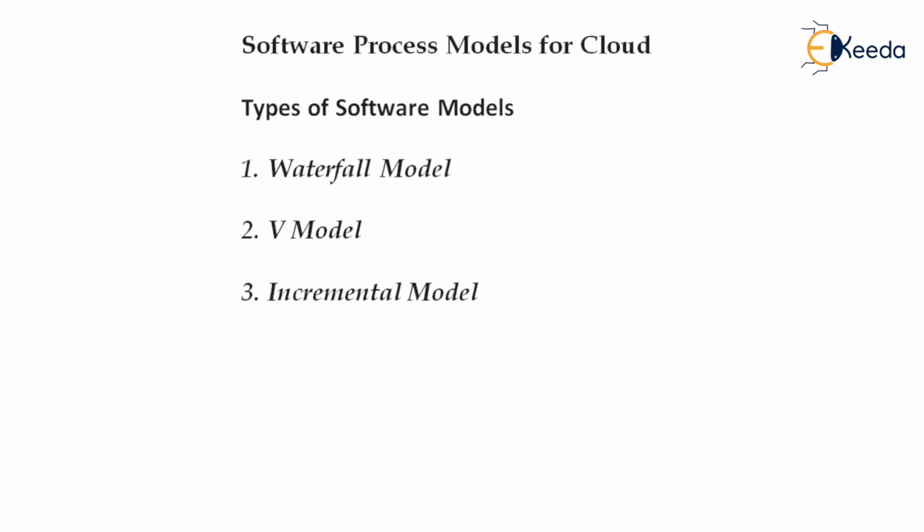Let's talk about the V model. The V-shaped model means verification and validation model. Just like the waterfall model, the V-shaped model is a sequential path of execution of processes. Each phase must be completed before the next phase begins. Testing of the product is planned in parallel with the corresponding phase of development. So this is happening in the V-shaped model of the cloud.